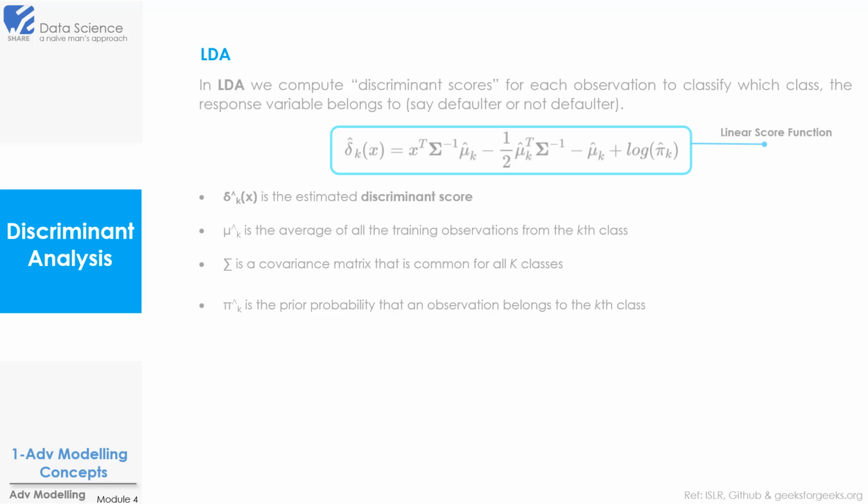Now as this formula looks a bit scary, obviously we are not going to remember it. We will let R do the calculations. Once the score is calculated, the classifier assigns an observation to the kth class for which the discriminant score is largest. So that is how linear discriminant analysis works.